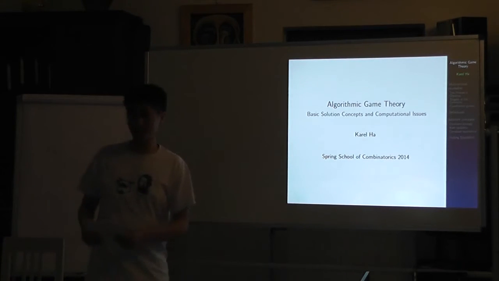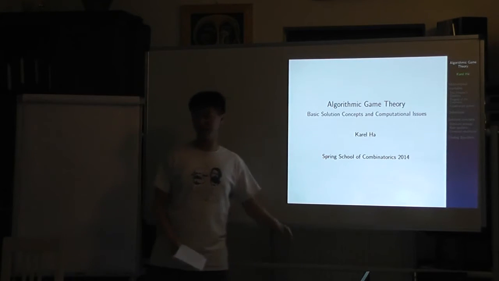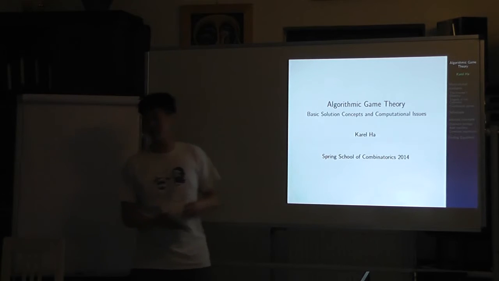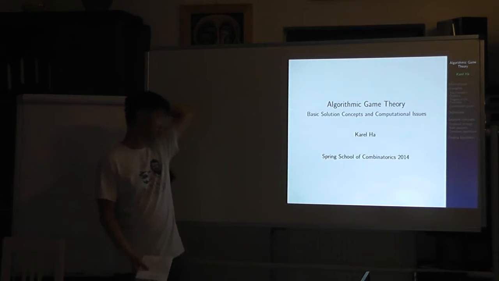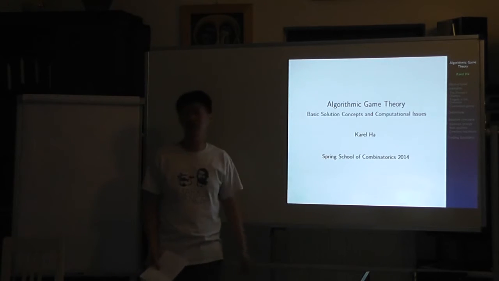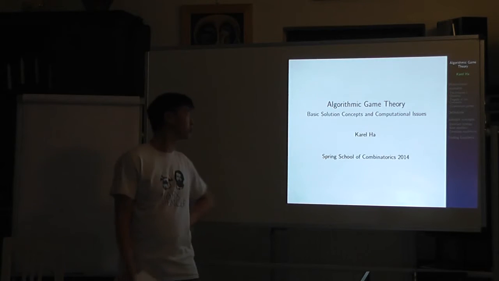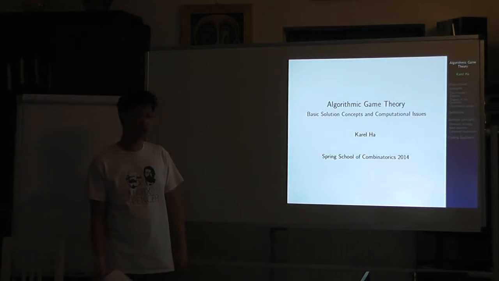So, hi everyone. Welcome to talks on algorithmic game theory. Let's talk about what is different from classical game theory. The main reason for algorithmic game theory is that you want to try to also find solutions to games, so not just prove the existence. And one classical example is, for example, Google AdWords.